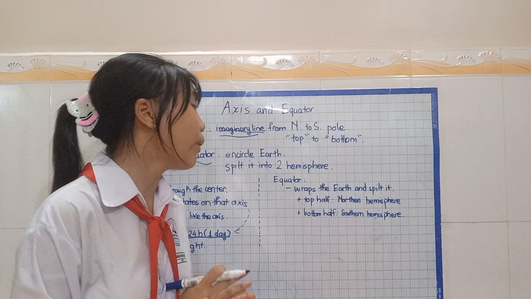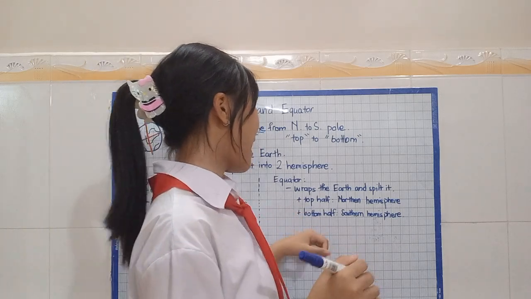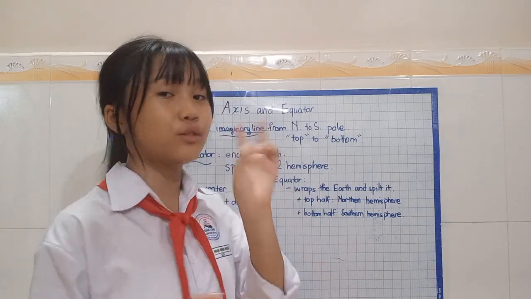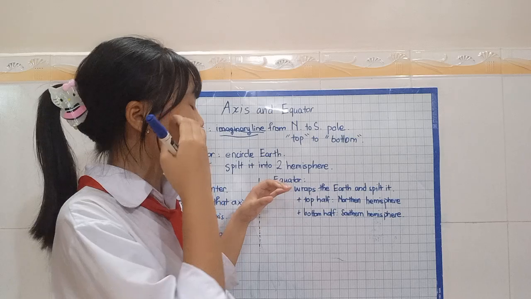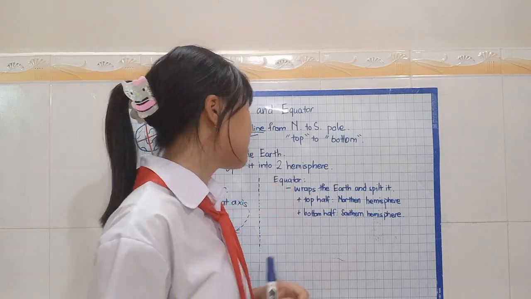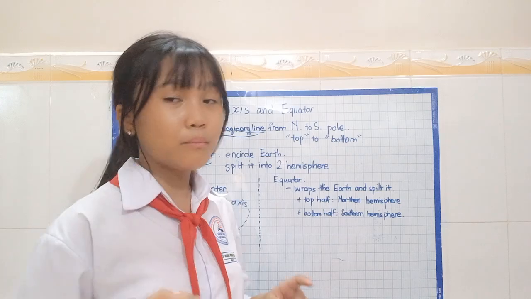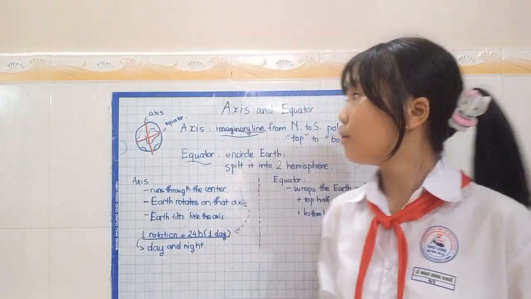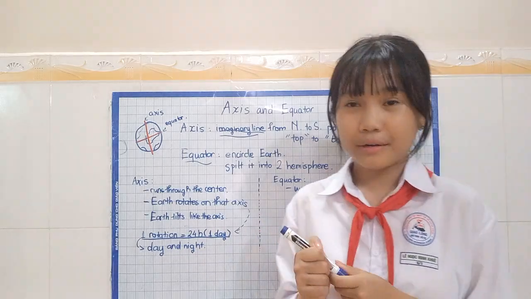Next is equator. The equator, as I've said, is an imaginary line that wraps around the Earth and splits it into two hemispheres. You can also call them two halves. The top half is the Northern Hemisphere, and the bottom half is the Southern Hemisphere. So that is all I want to talk about axis and equator.